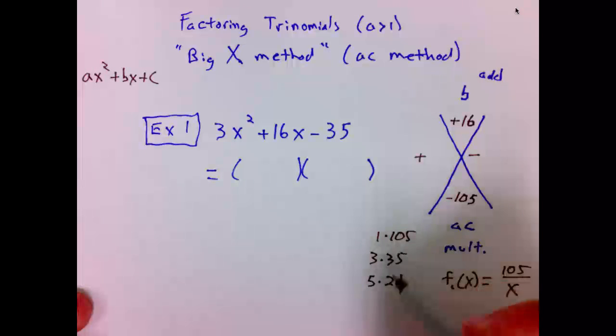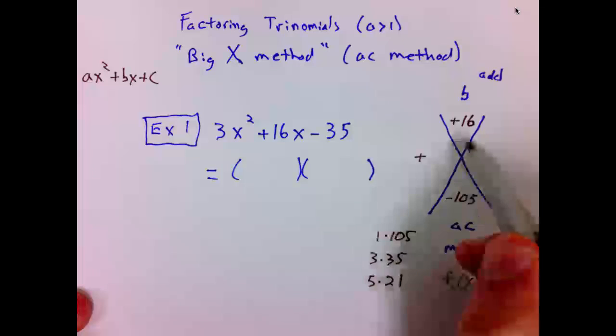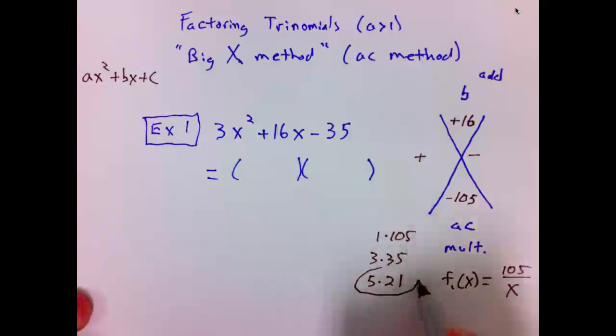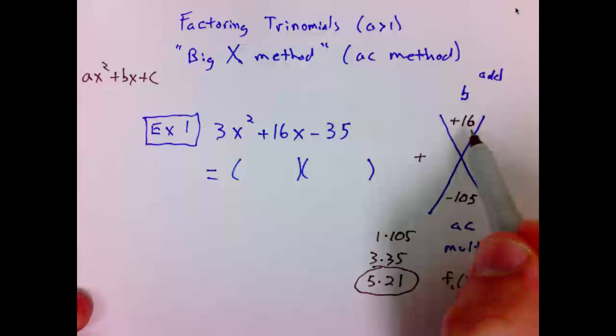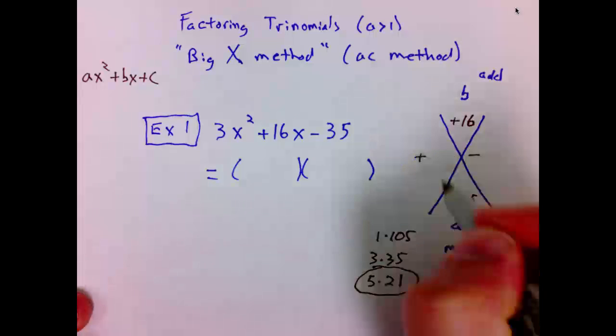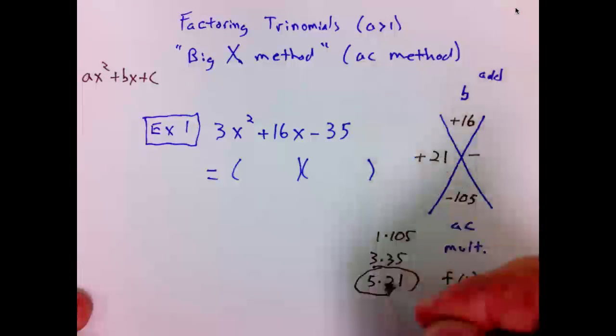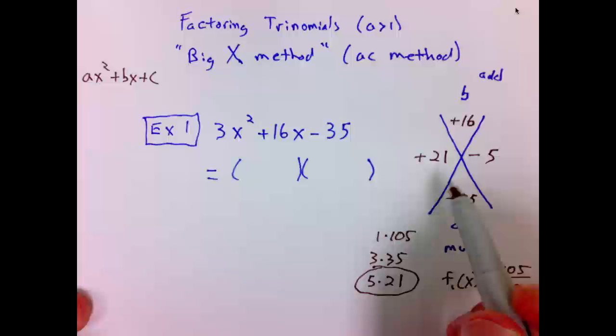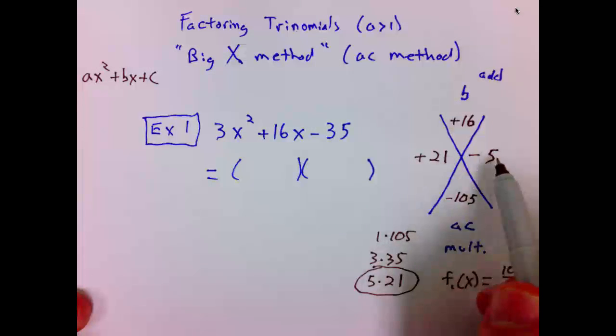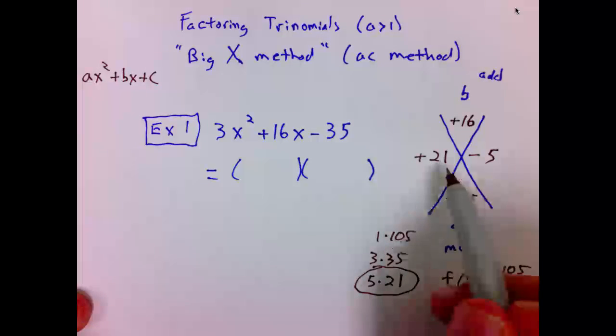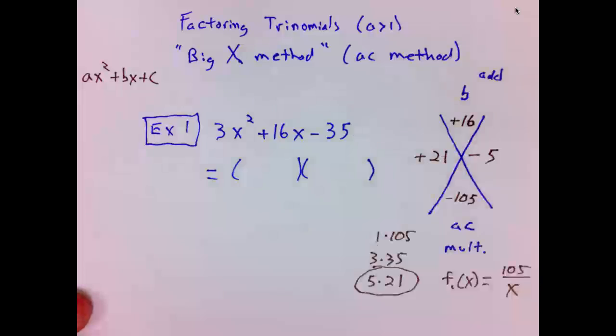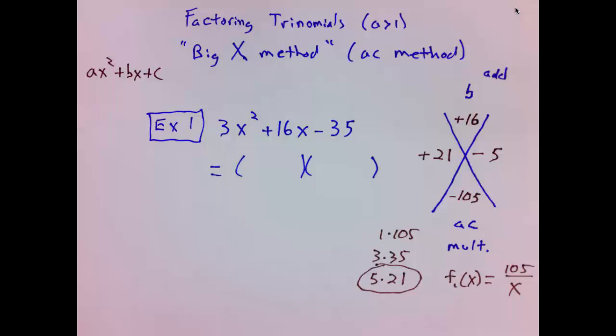So, which of these paired factors will subtract for 16? It's 5 and 21. Since our sum is positive, we want more positives. The 21 will be the positive and the 5 will be the negative. Positive 21 times negative 5 will be negative 105. 21 minus 5 will yield a positive 16. Alright, we're ready to proceed.